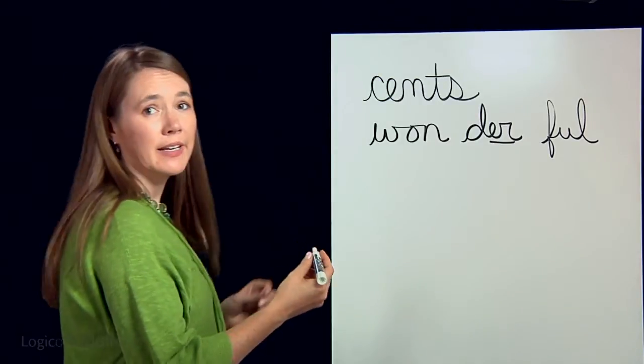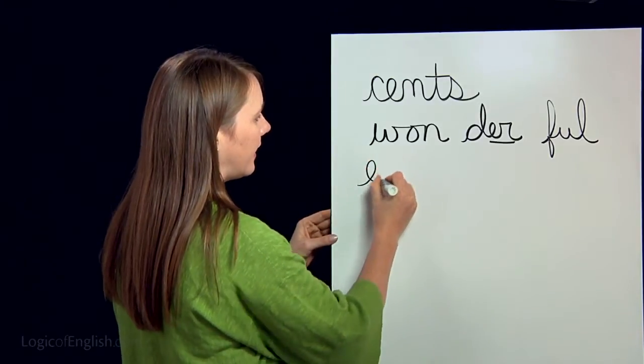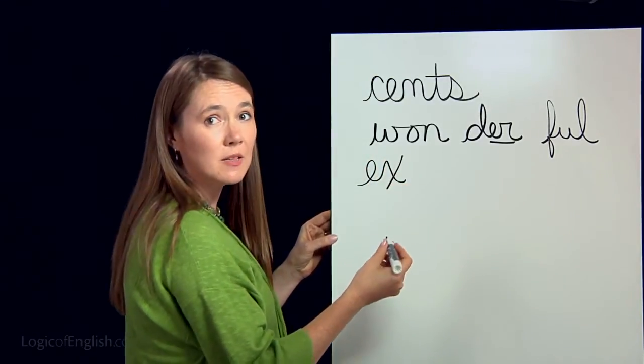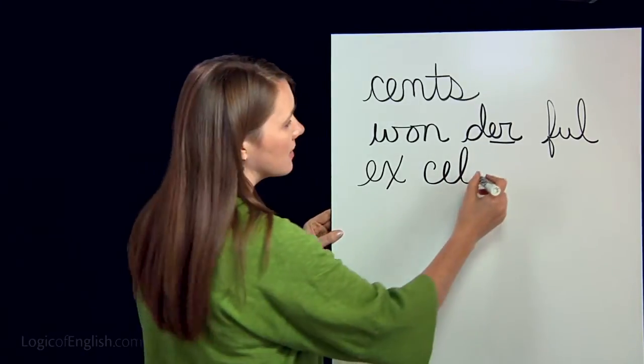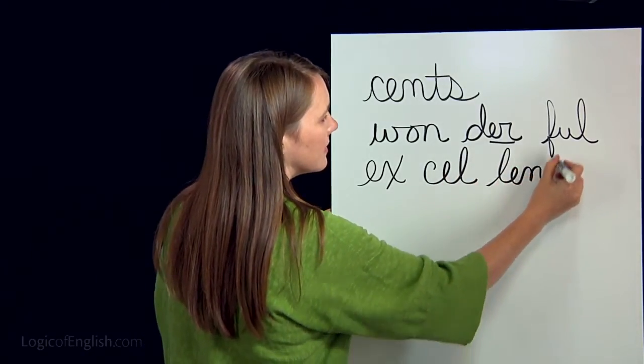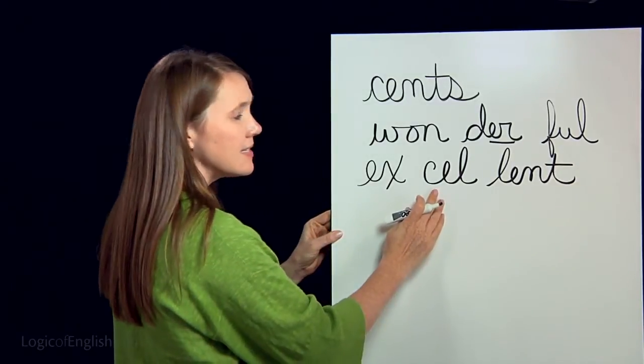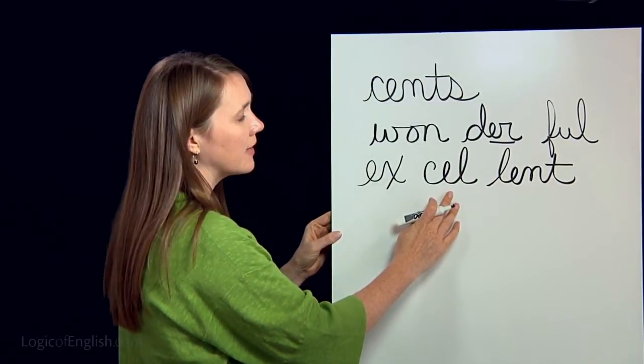And now help me to write it. The first syllable is X, X. The second syllable is sell, ul. And the third syllable is lent, ul, nt. Why did the C say s here? That's right, it's before an E.